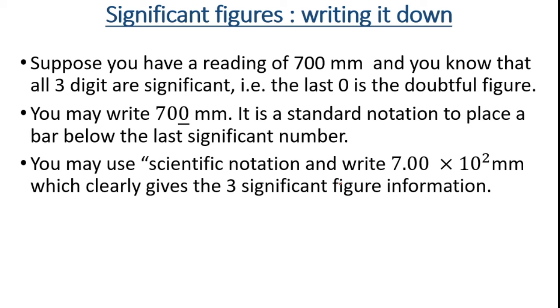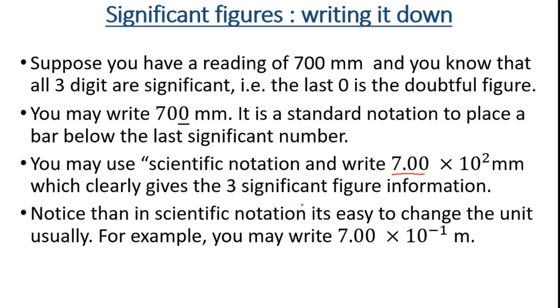However, a better notation is the scientific notation, where you write down the significant figures with a decimal point: 7.00. Remember, this is the non-zero digit, it is significant, and these zeros are sitting right of a non-zero digit and contain a point, so these are also significant. So it suggests that in 7.00 × 10² millimeter, 3 figures are significant. It has an additional advantage. Suppose you want to change the unit, you just adjust the power of 10 and you are done.